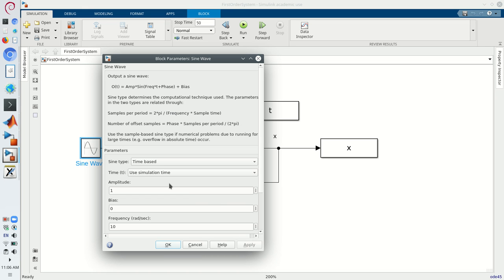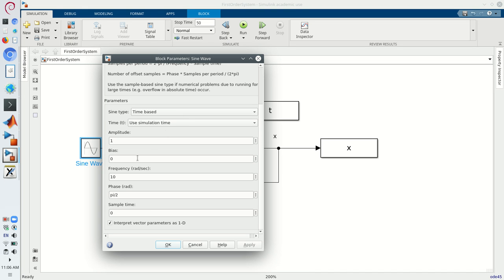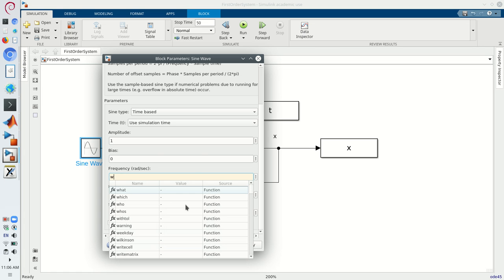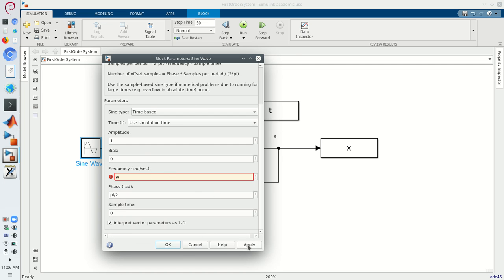So with this phase shift, what I have is not actually a sine wave but a cosine wave. And what I want to put here is a frequency omega that is variable. I want to manipulate it from the workspace.